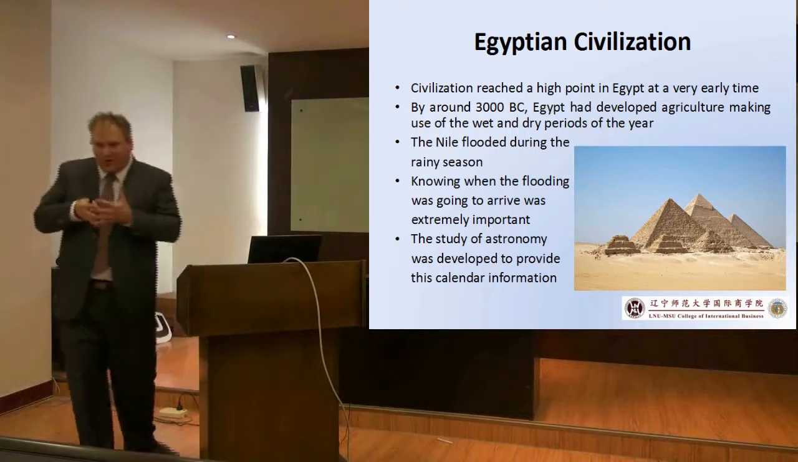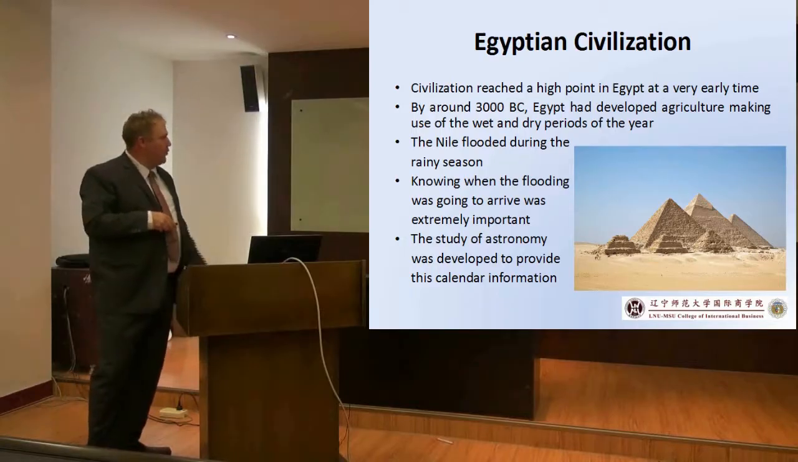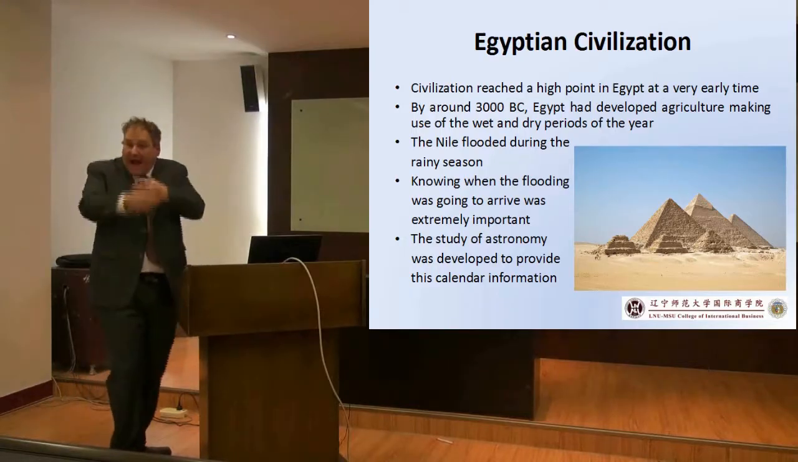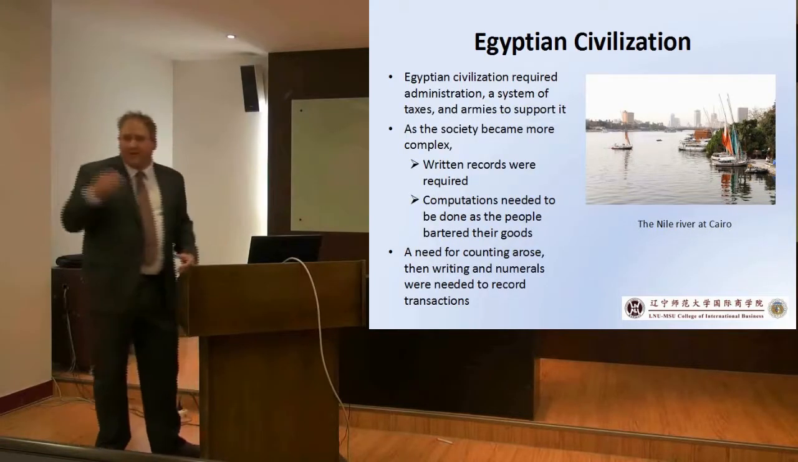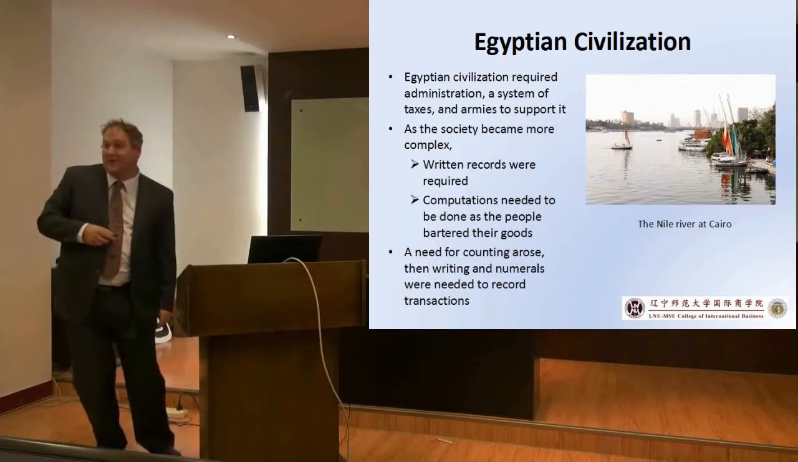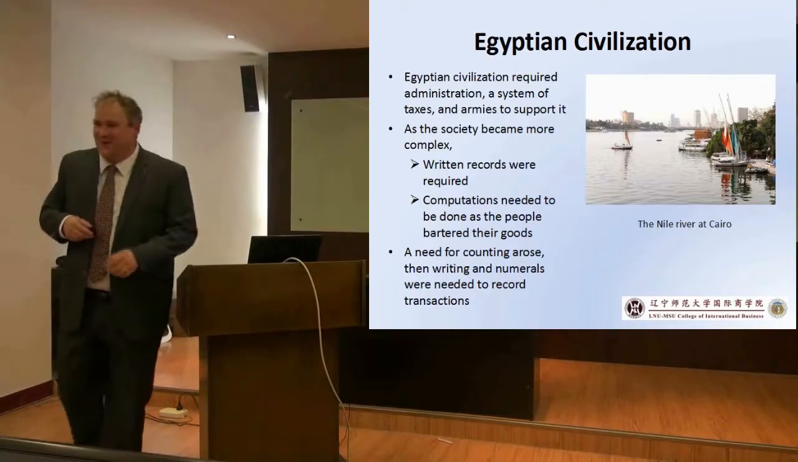Astronomy and astrology really went together, okay? So it's very important to know when it was going to flood. So you have to develop from there. So here, from there, once the system was developed, now you have administration, right? Taxes. Lovely, isn't it? Even from an early time.